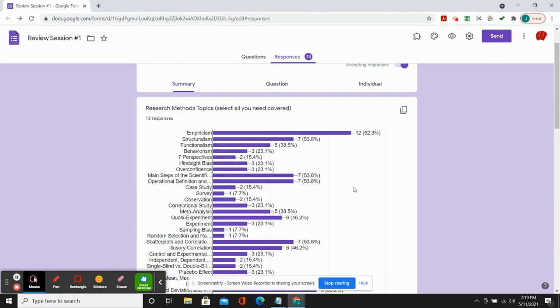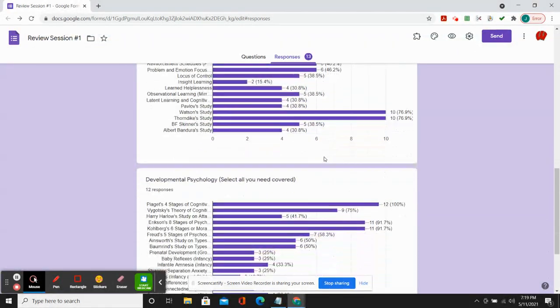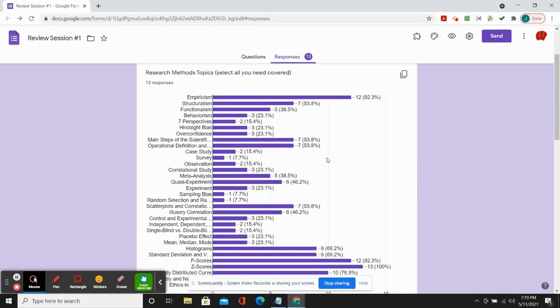All right, so let's look at the 7 vote ones. There are a lot of 7 vote ones, and so we're going to kind of just work our way through them. We have a number of them in research methods, a few of them in the early schools, and then also things like the scientific method and operational definitions and replication, along with scatter plots and correlation coefficient. All right, so let's go through all this stuff.